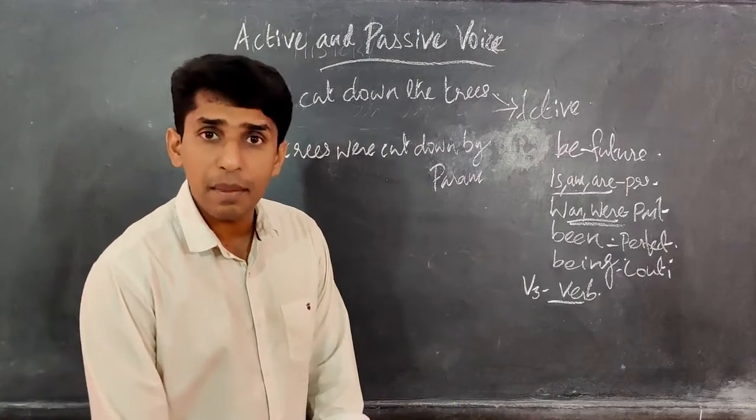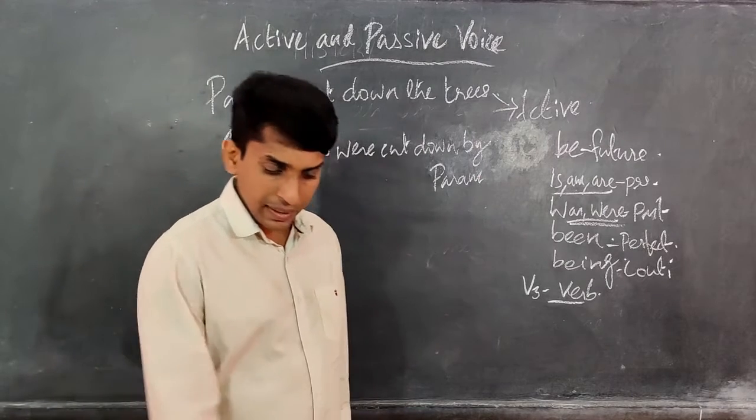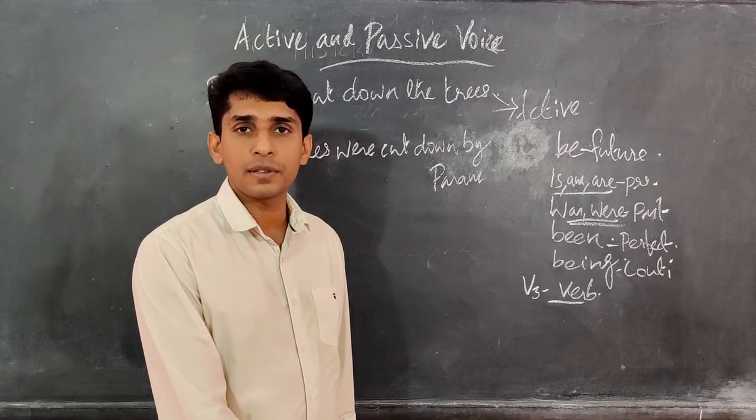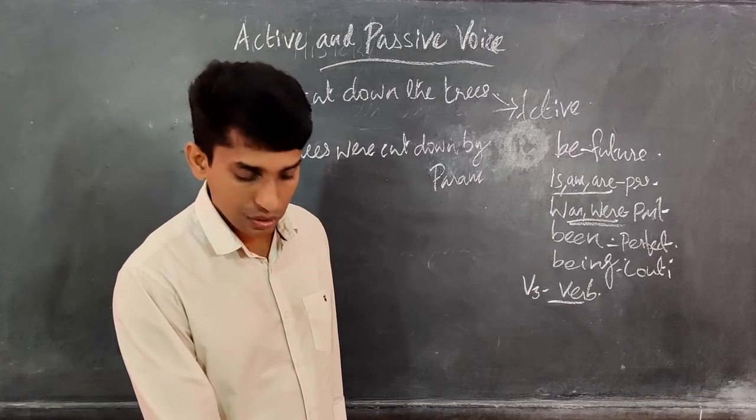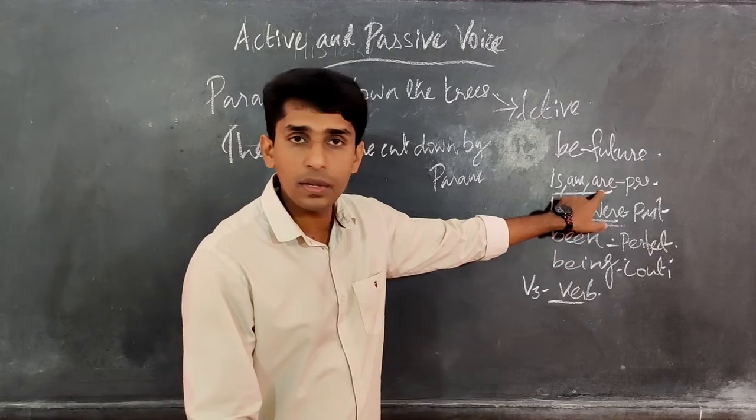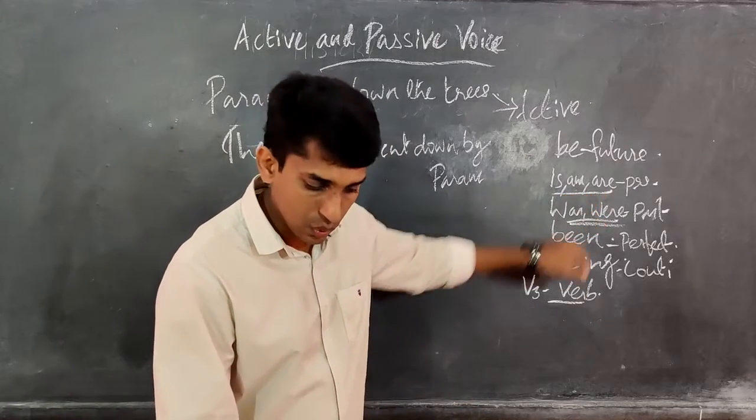So you did not say "by the police." Okay. Here are some more examples. The grocer sells fresh vegetables. What is the tense? Sells, present tense. Fresh vegetables are sold. Vegetables are plural, so "are sold."